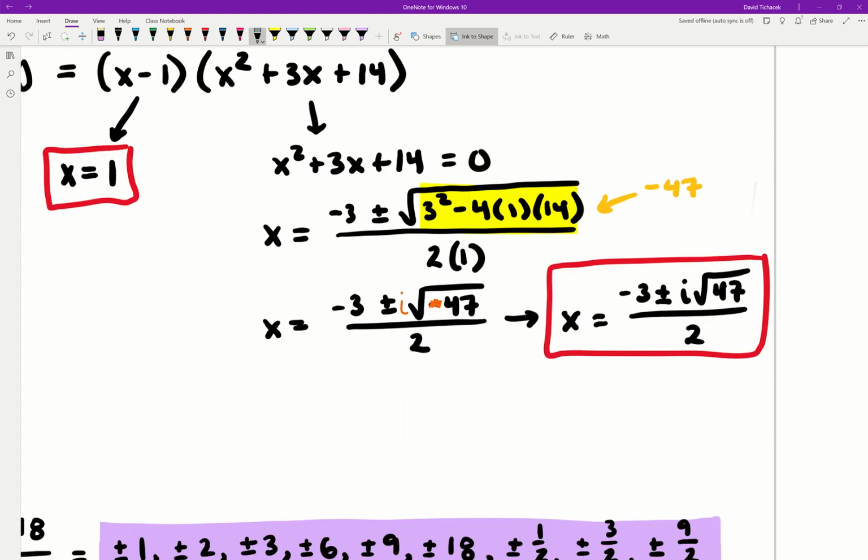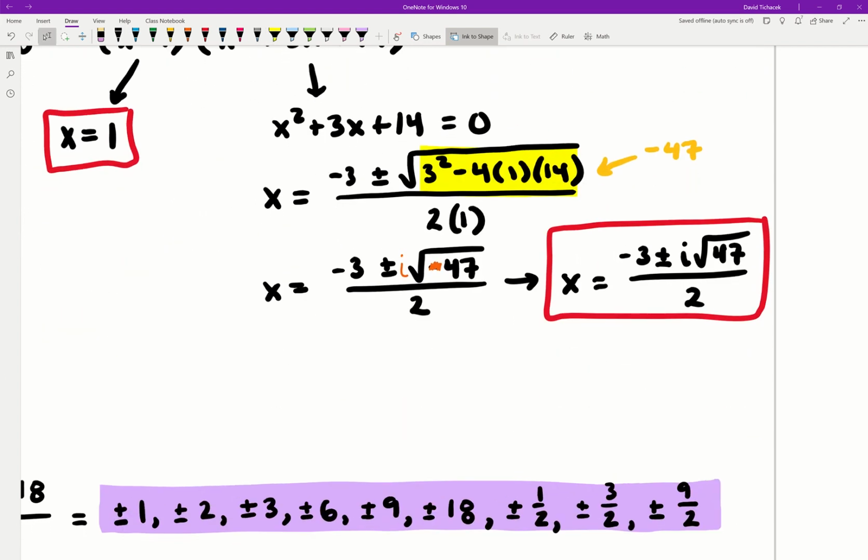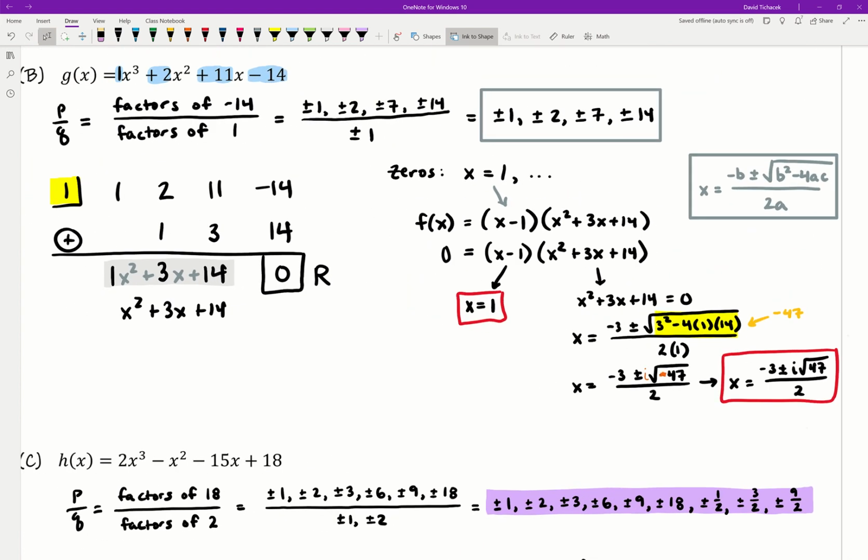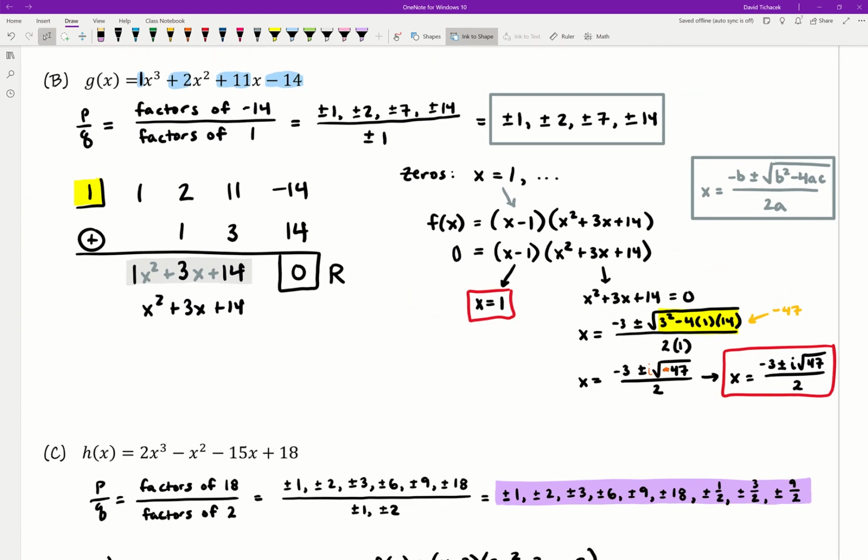So i is going to be joining the party. You're going to end up with a negative under the square root. In orange there, you could see that I basically just scratched out the negative and put an i out front. That was always how we dealt with a negative under the square root. And then we basically have those 2 complex zeros there in the problem. Okay, so that is a situation that could pop up.